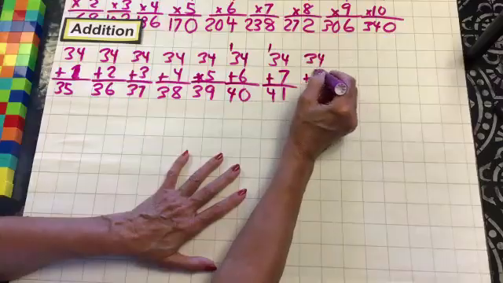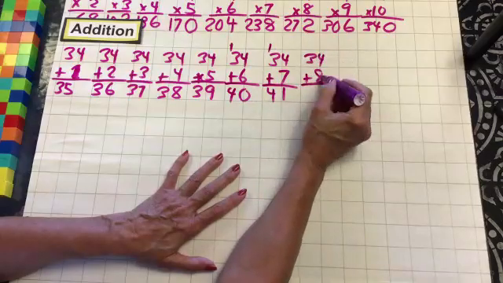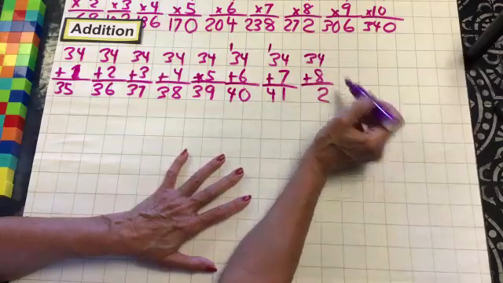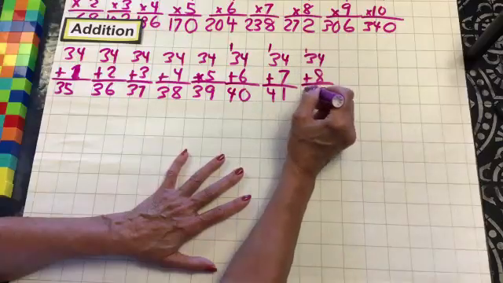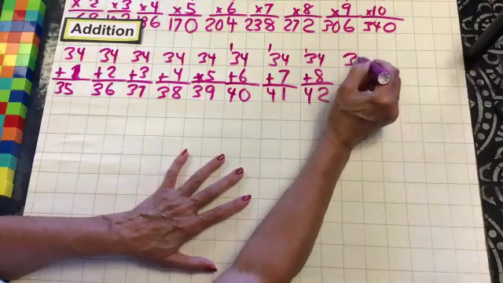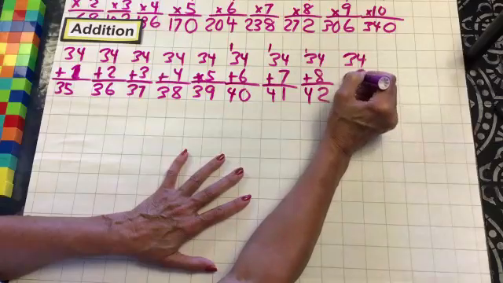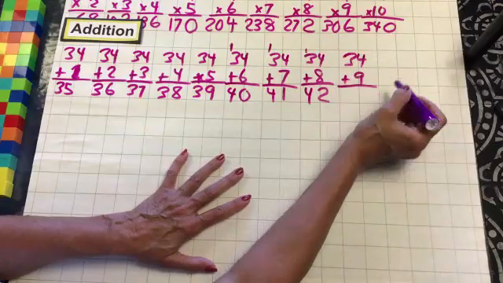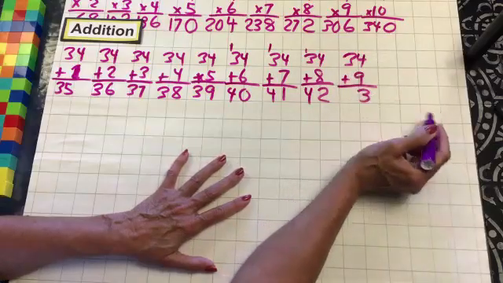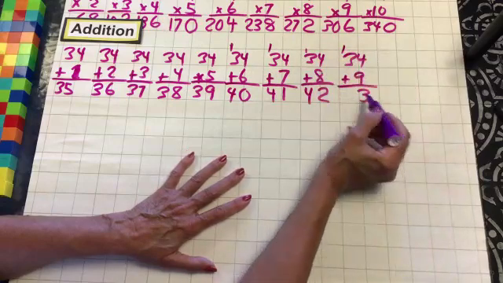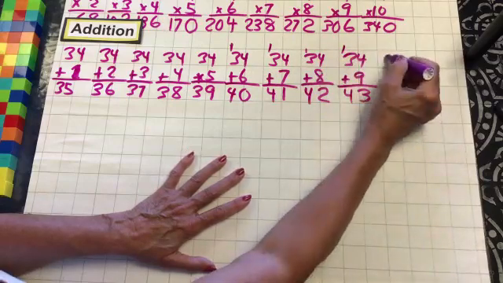34 plus 8. 4 plus 8 is 12. Drop the 2, carry the 1. 1 plus 3 is 4. 34 plus 9. 4 plus 9 is 13. Drop the 3, carry the 1. 1 plus 3 is 4.